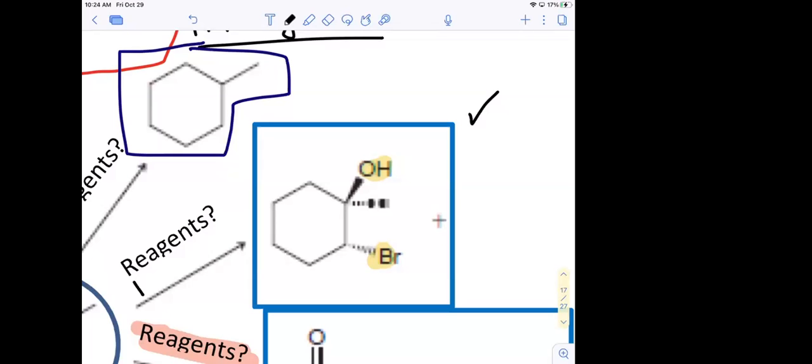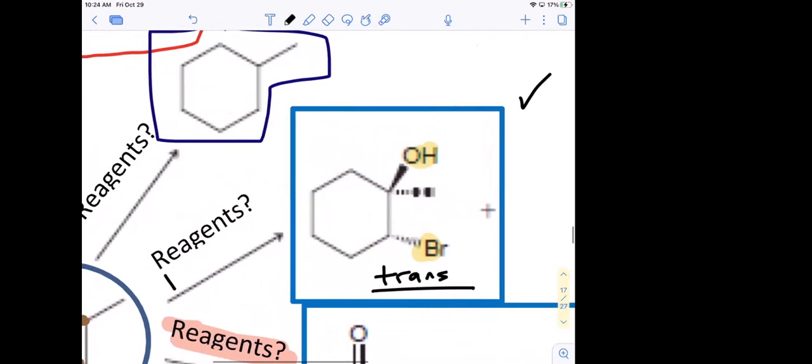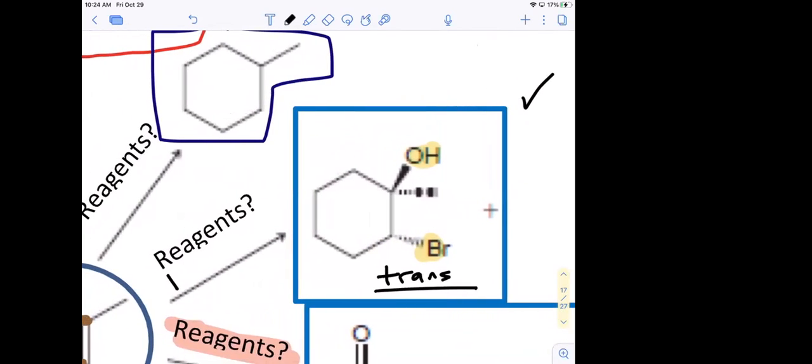That means that they are what? Are they cis or trans? Trans. Trans to one another. The Br is going back into the page, and the OH is coming out of the page. That's what that stereochemistry indicates. So the fact that you have an alcohol and a bromide added across the alkene and they're trans, this is another example of halohydrin synthesis. So it's just going to be Br2 and H2O.